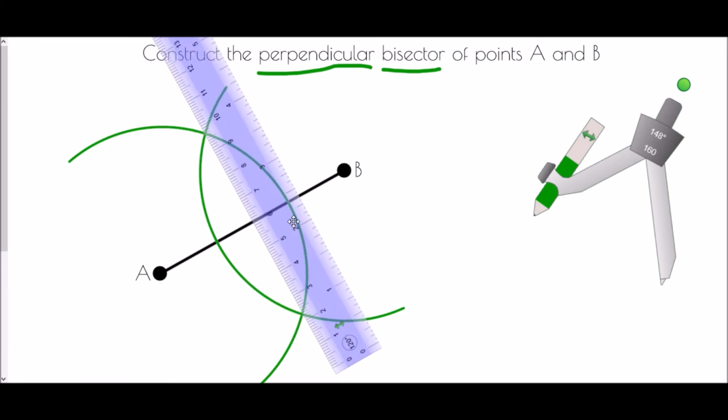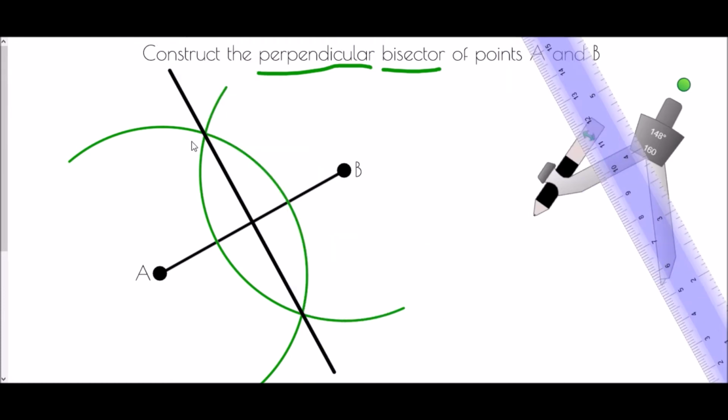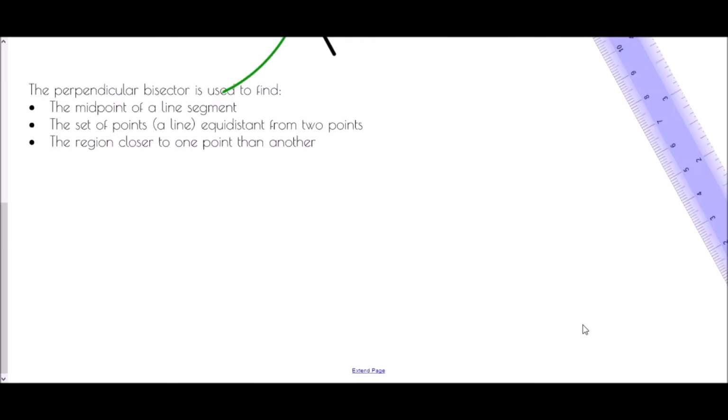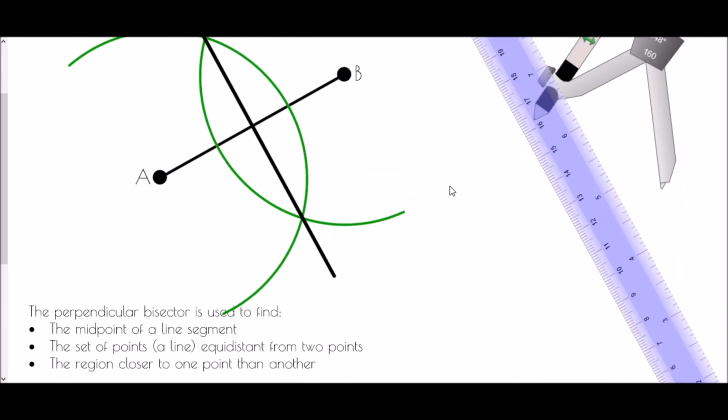Because what I want to do is now just line up those 2 points, and I'm going to draw in a straight line. And what I have done, if I take this away, I have now formed a line which is perpendicular to AB. They are right angles, and it is exactly halfway in between.